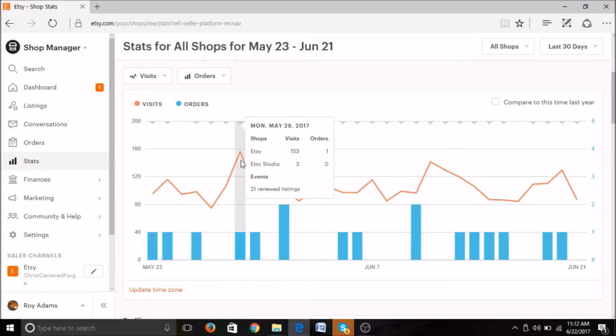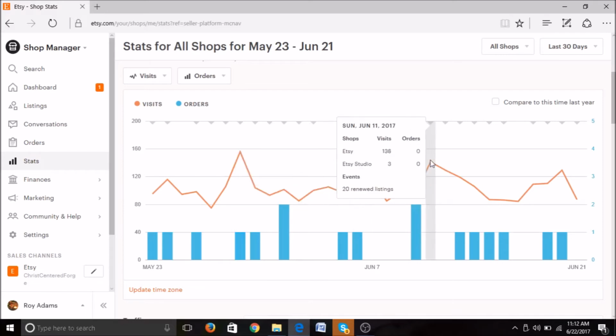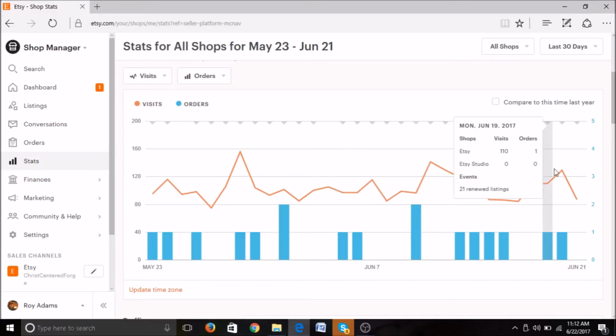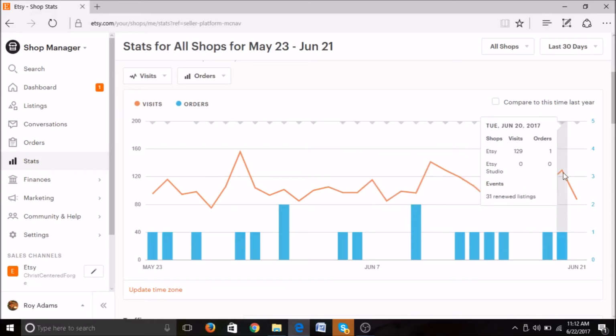My first peak was on a Monday. I had 153 visits on Etsy, and I also had an order that day. You can look at the different peaks on your graph and see if you catch a specific time period where things are getting a lot more views.